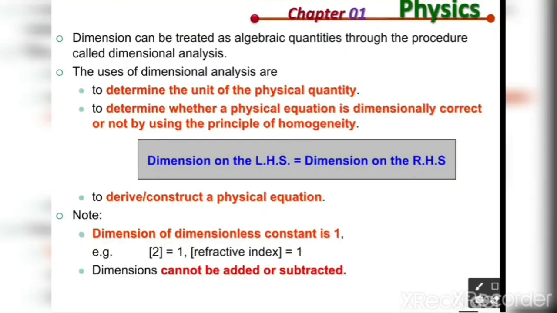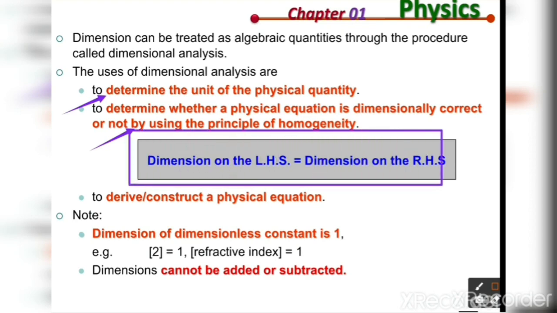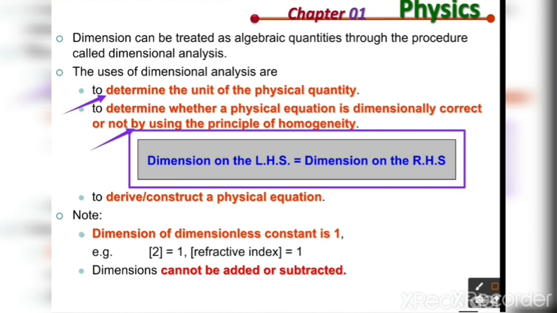The uses of dimensional analysis are: first, to determine the unit of a physical quantity. Second, to determine whether a physical equation is dimensionally correct or not by using the principle of homogeneity. The principle of homogeneity is when the dimension on the left hand side equals the dimension on the right hand side. And the third is to derive or construct a physical equation.